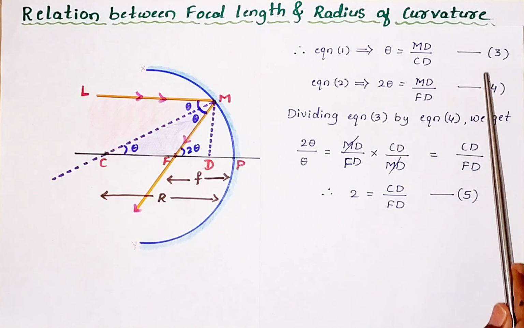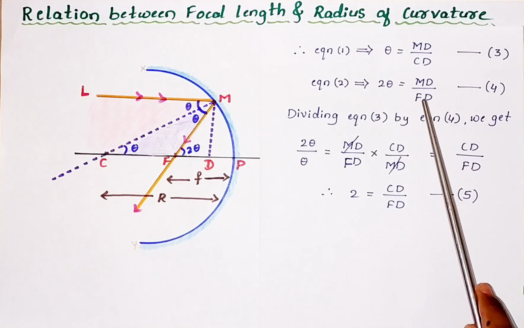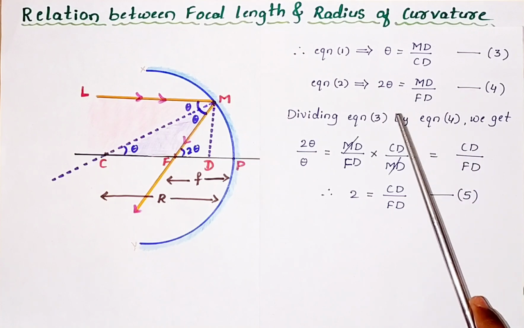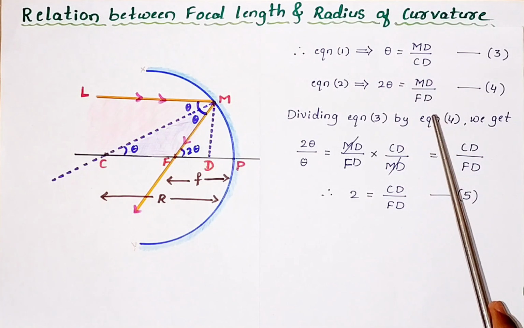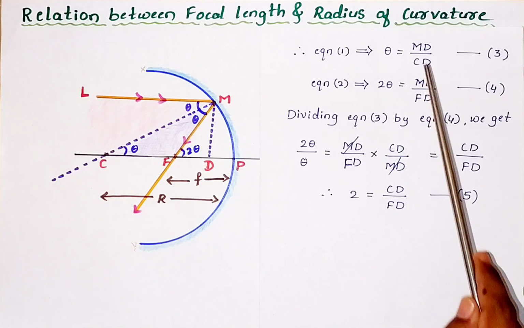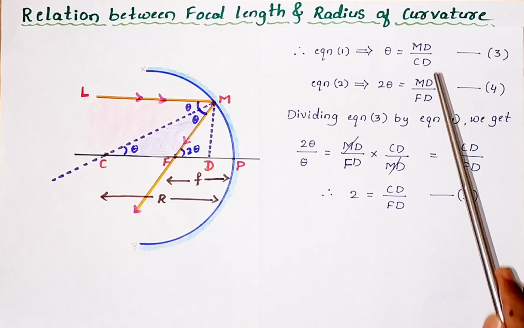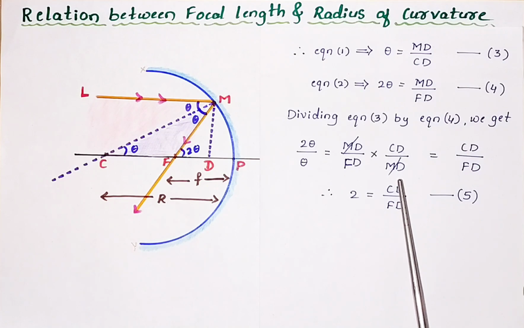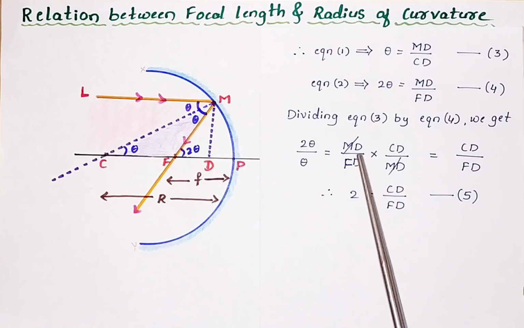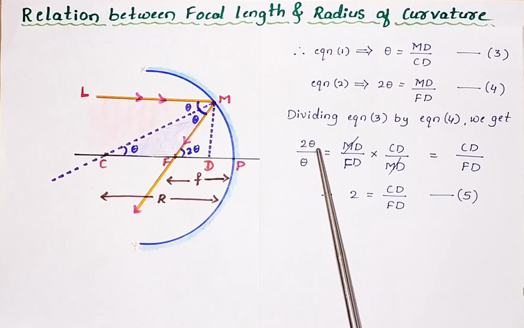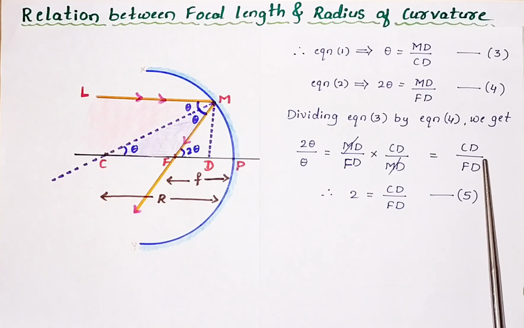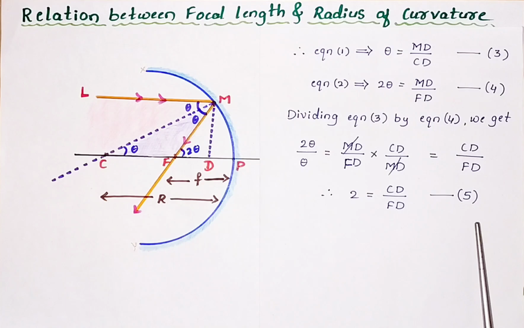Let us divide these two equations, dividing equation 4 by 3, so that we get 2 theta divided by theta equals MD divided by FD divided by MD divided by CD. When we divide these two equations, MD will get cancelled. So it becomes CD divided by FD. Here theta will also get cancelled. So 2 equals CD divided by FD. Let us take it as equation number 5.